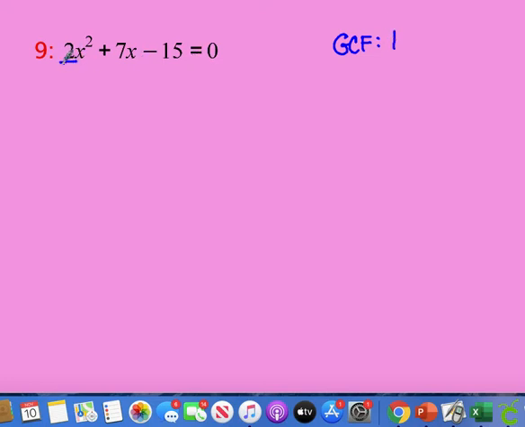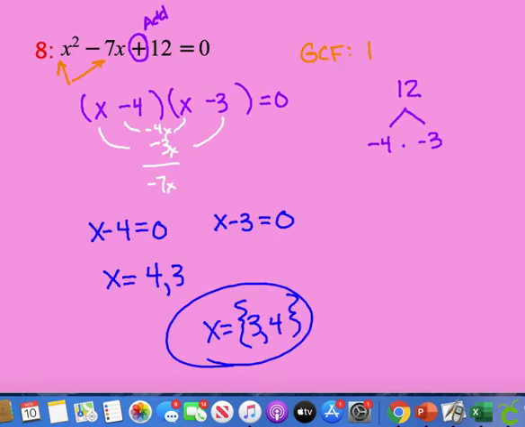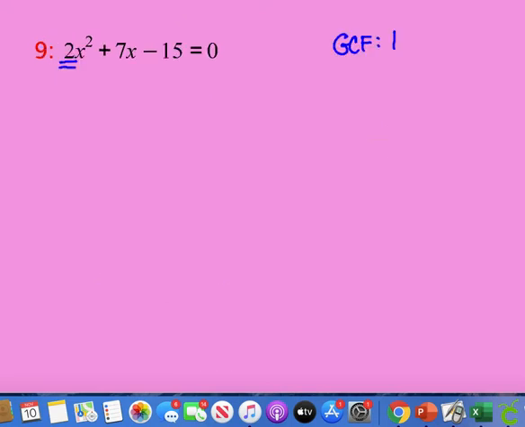Now, because I have an A in this problem, I didn't have an A in the last one, or my A was 1 in the last problem. Because my A is greater than 1, I'm going to utilize that slip and slide method. Now, this is definitely up to you. You don't have to use this method. But the slip and slide method says, let's take 2 over to -15. And that's going to make this be x squared plus 7x minus 30. Now, that's not a real equation, but that's the one we're going to factor with right now.